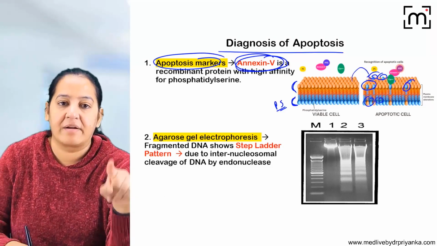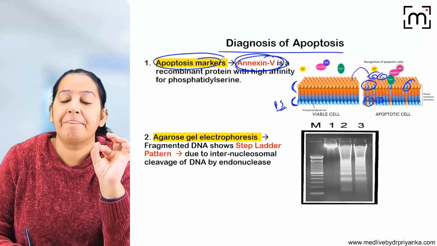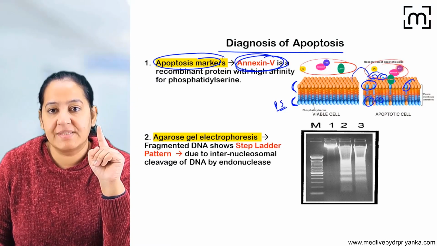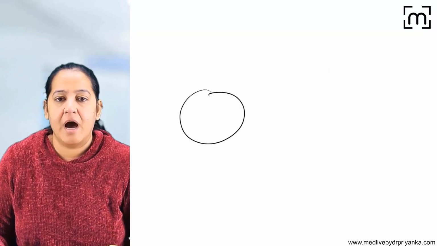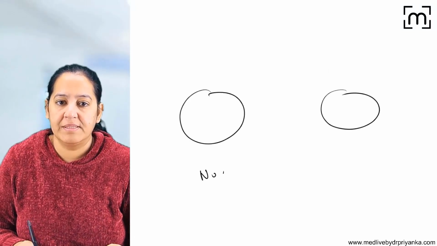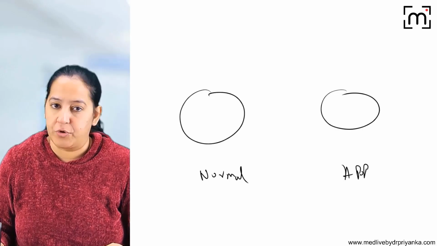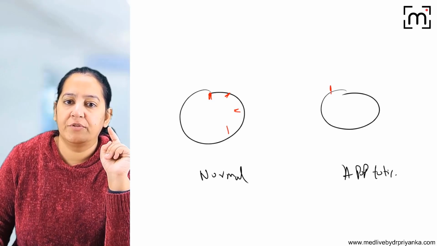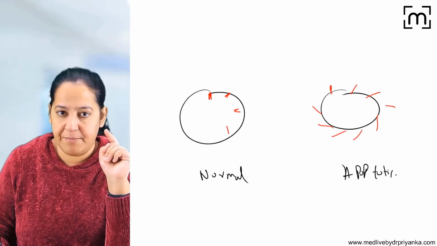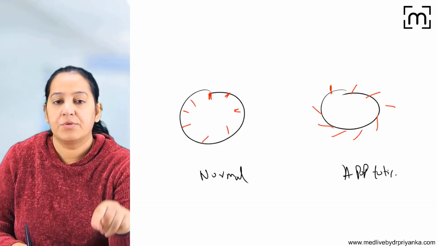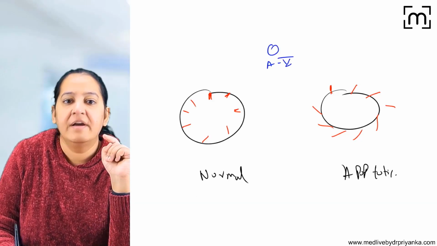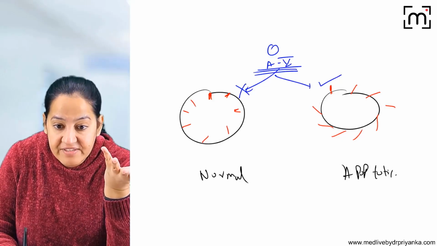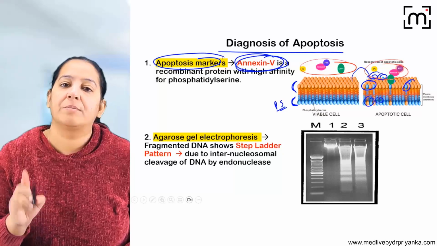Now Annexin 5 is a marker which binds with phosphatidylserine. So in a normal cell it does not bind, but in an apoptotic cell it will bind. This is a normal cell, and this is an apoptotic cell. Here phosphatidylserine is present on the inner surface, and here due to the flip-flop, some of it came on the outer surface. So if you give Annexin 5, it will bind with phosphatidylserine. Here it cannot bind, but here it can bind. So Annexin 5 is a marker that will highlight the apoptotic cell, and you know the principle behind that.